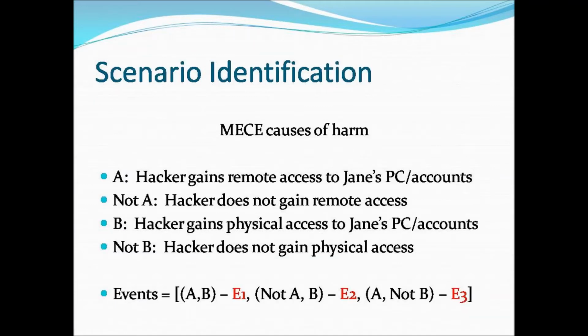In order to compile a list of possible scenarios, we first must compile a list of causes of harm and also possible outcomes. For this situation, we have A, where a hacker gains remote access to Jane's PC/accounts, and not A, where he does not gain access, and B, where he gains physical access, and not B, where he does not gain physical access. The events are listed below, where A, B will be referenced as E1 and therefore after.